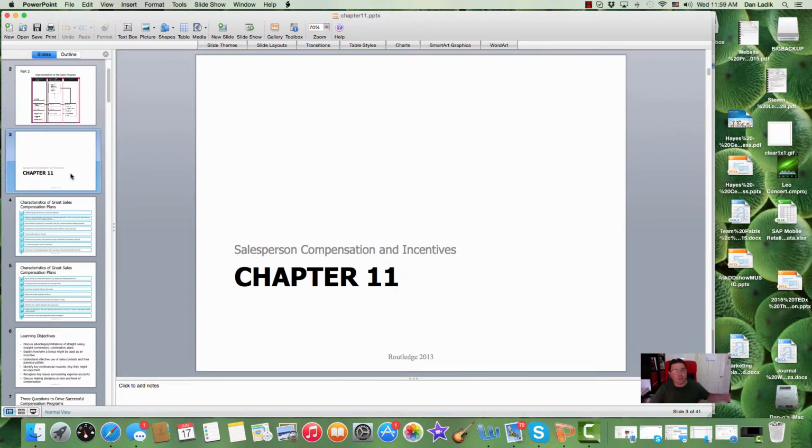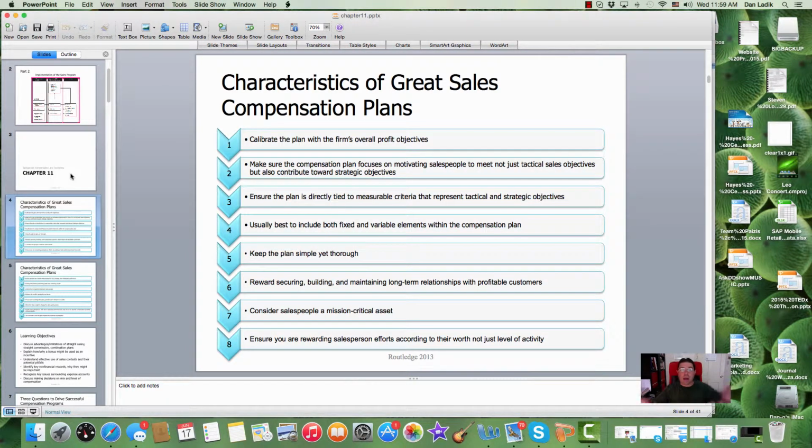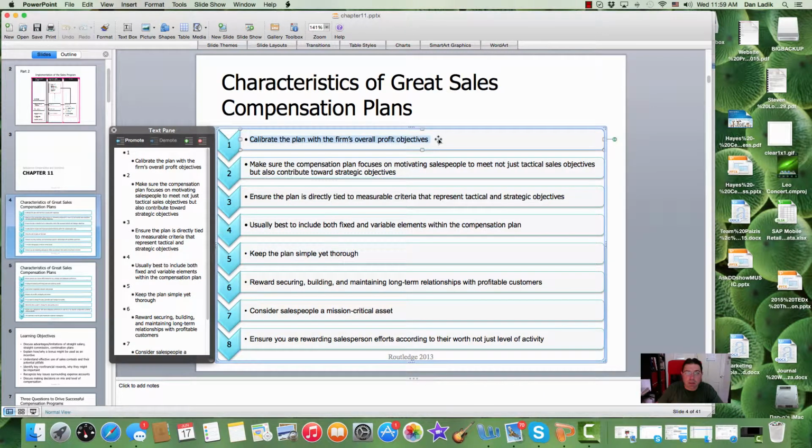Okay? Some good stuff's here in Chapter 11. I really like these 2 slides that we start off with. How do you get a good compensation plan? This is a very nice little checklist here. 16 items. Number 1, though, is number 1: calibrating the plan with the firm's overall profit objectives.